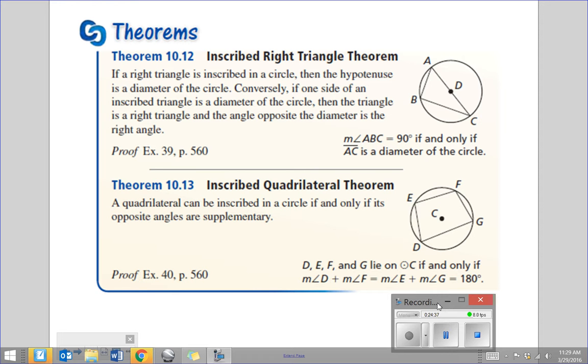Inscribed quadrilateral theorem. A quadrilateral can be inscribed in a circle if and only if its opposite angles are supplementary. So what kind of quadrilaterals can these be, if its opposite angles are supplementary? They would have to be.